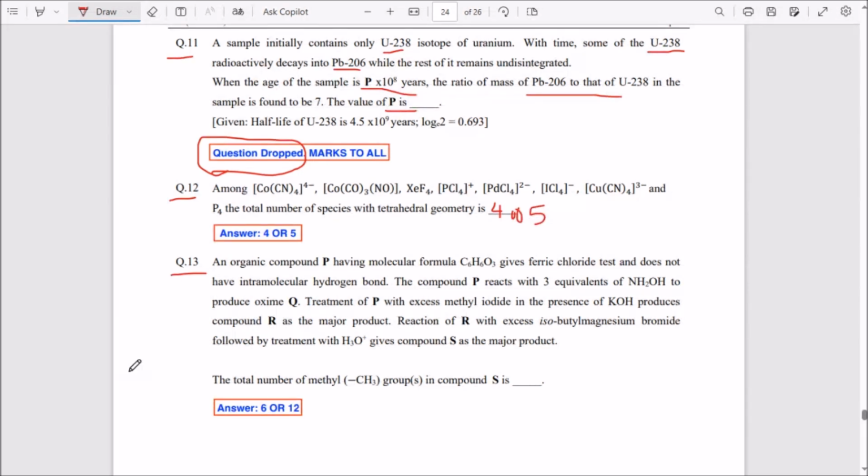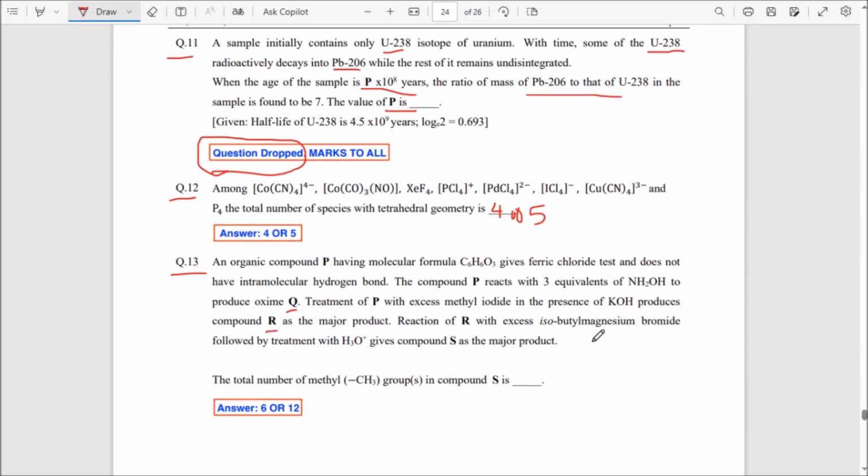Next, question number 13. An organic compound P having molecular formula C6H6O3 gives ferric chloride test and does not have intramolecular hydrogen bond. The compound P reacts with 3 equivalents of NH2OH, hydroxylamine, to produce oxime Q. Treatment of P with excess methyl iodide in the presence of KOH produces compound R as a major product.